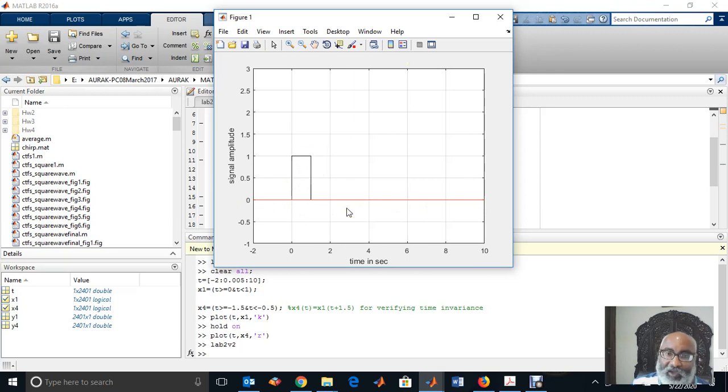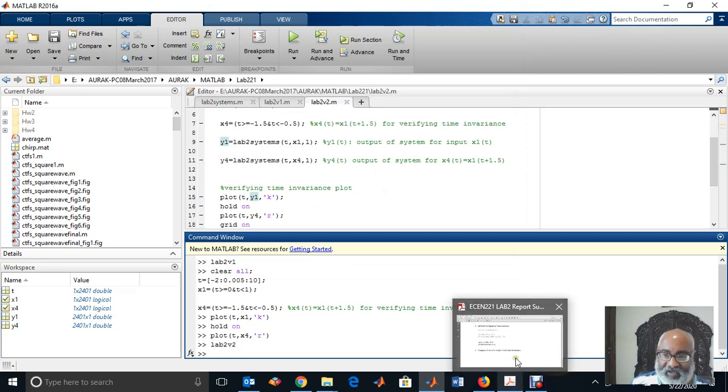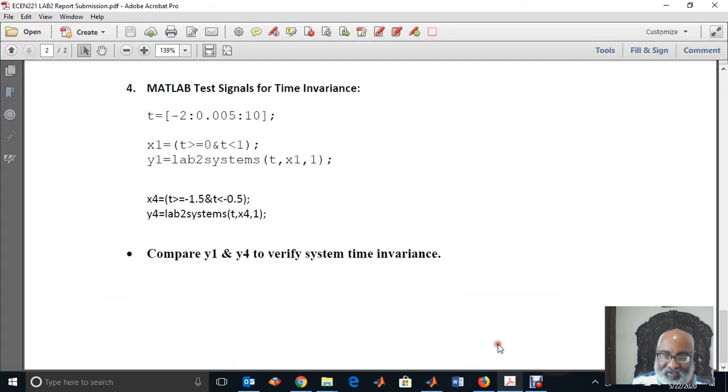When you do this for the other systems, you will see clearly how the time invariance property can be proved. For this example, because it is not time invariant, you cannot see the shift. But for some of the other systems, because some of them are time invariant, you will see this. So that's all about the linearity and time invariance example.